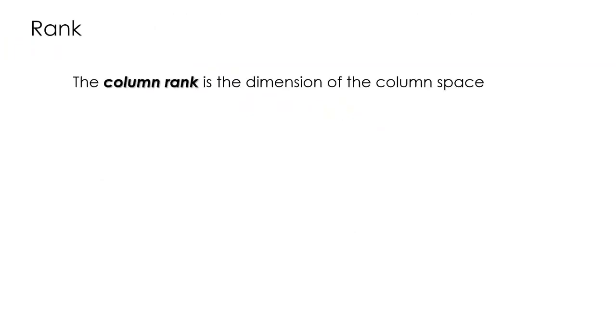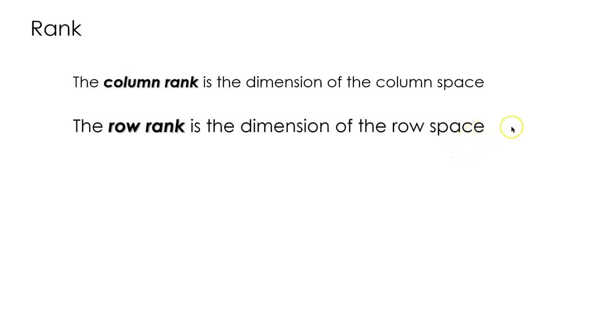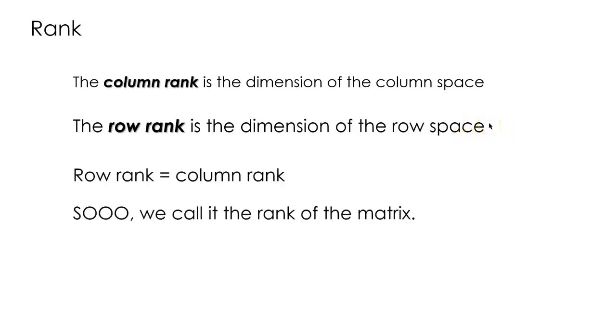The rank. Well, the column rank is the dimension of the column space. The column rank is the number of pivots. The row rank is the dimension of the row space. Well, we found the rows by looking at the rows with pivots. Well, rows with pivots, columns with pivots. We're just looking at the number of pivots. Row rank equals column rank, so we just call it the rank of the matrix.